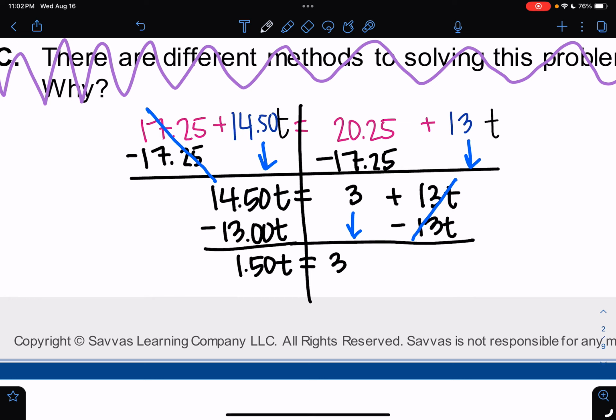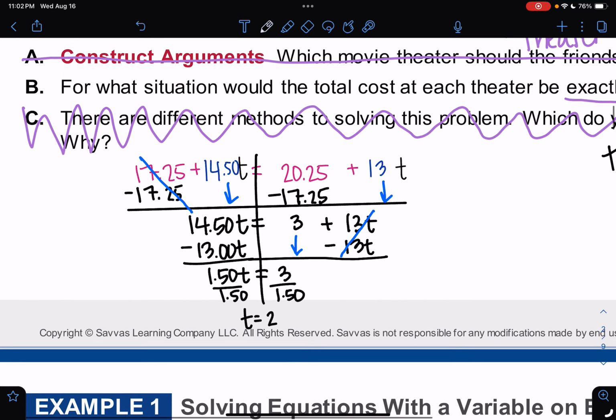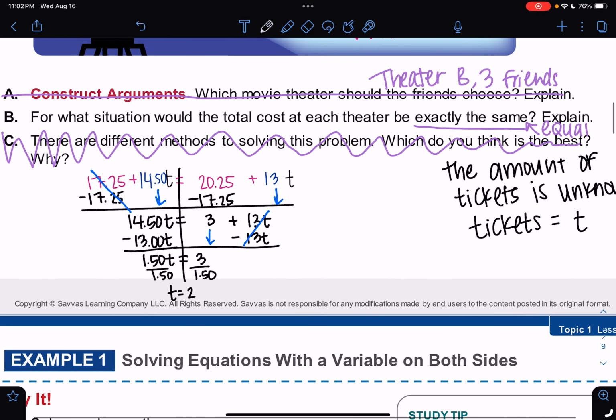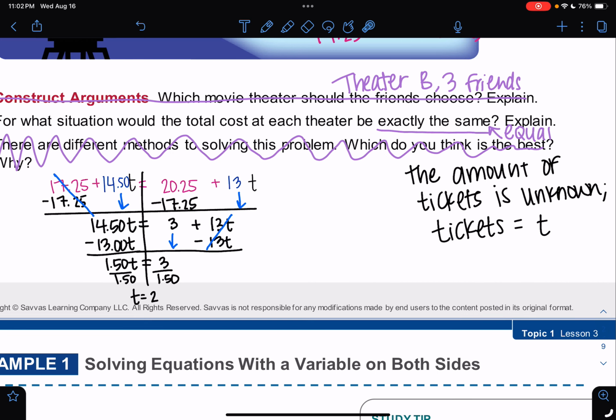And my very final step is to divide both sides by $1.50. And I'll find that t equals 2. So the final thing you need to do is make sure you've actually answered the question. The question for part B said, for what situation would the total cost at each theater be exactly the same? I know it's going to be the same when t equals 2. And if you recall, we said that t is the amount of tickets. So the cost will be the same when the amount of tickets is 2. Right? So go ahead and put that on your paper.